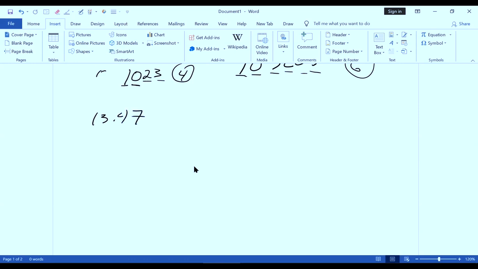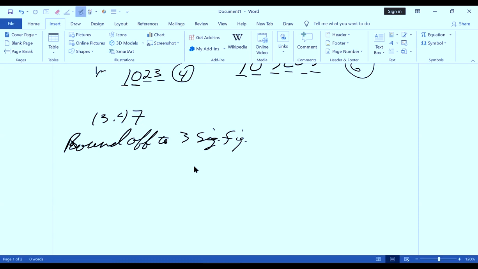Let's look at this number. It has four significant figures. What if you had to round it off? That's supposed to be an R. And I'll use sig fig for abbreviation. How do you do that?